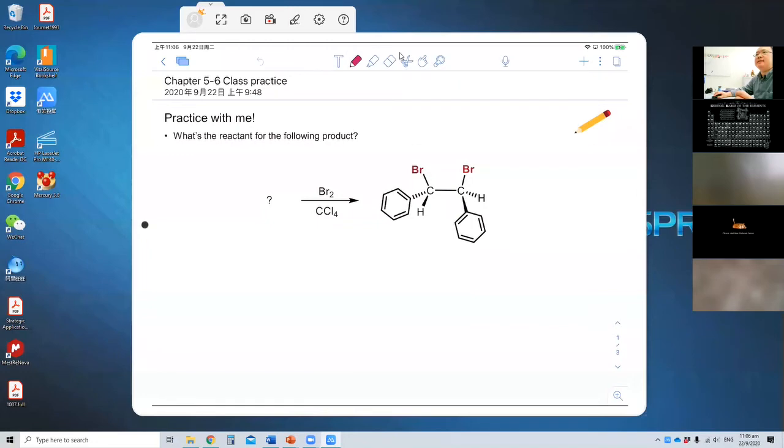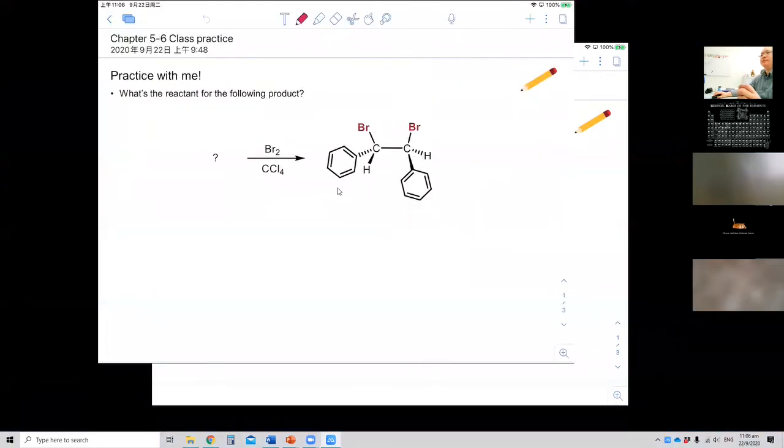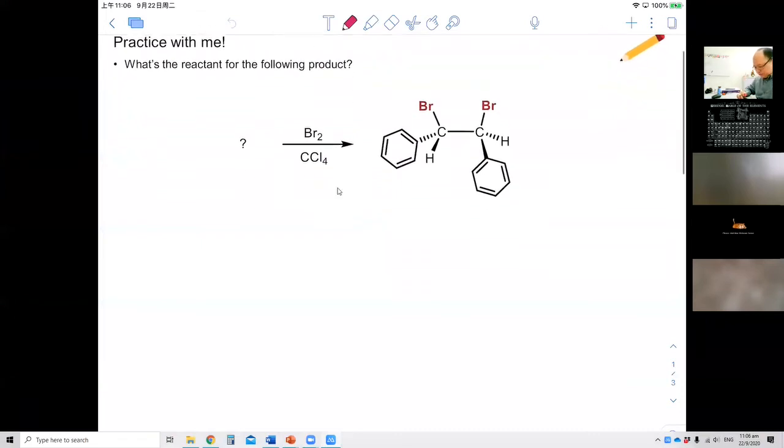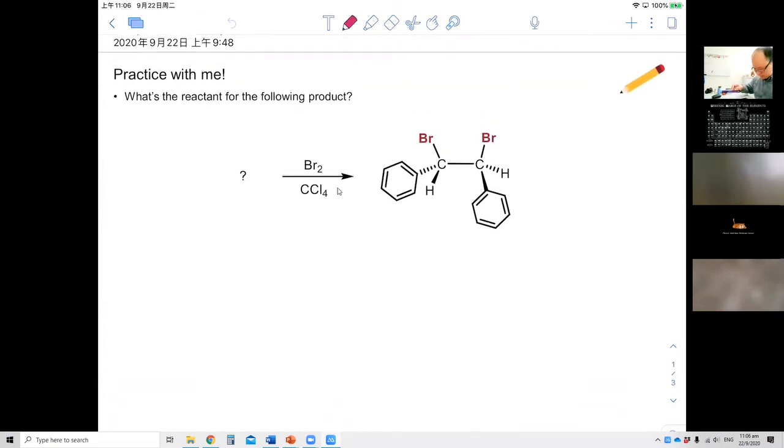Okay, let's see here. So I'm going to show you, if you see this problem on the exam, how do you solve this problem? Okay, think. If you see this product, because you see the addition is a bromine addition, okay?